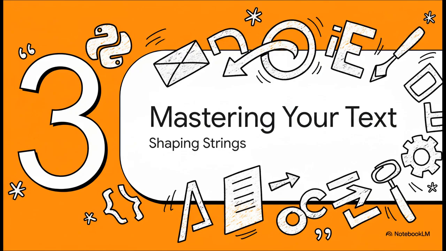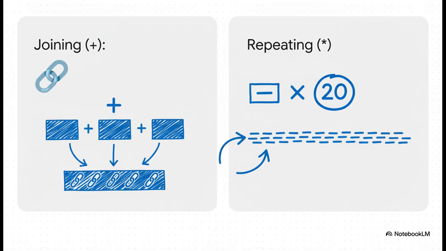Okay, so now we know how to get text from the user and how to convert it to numbers when we need to. Now let's talk about playing with the text itself. This is where you can start to get really creative. You've got two main operators for strings. We've already seen the plus sign, which just joins or concatenates strings together, but the asterisk, the little star symbol, that's for repetition. You can take a string like a hyphen and multiply it by 20 to create a quick visual separator line. Pretty neat, huh?